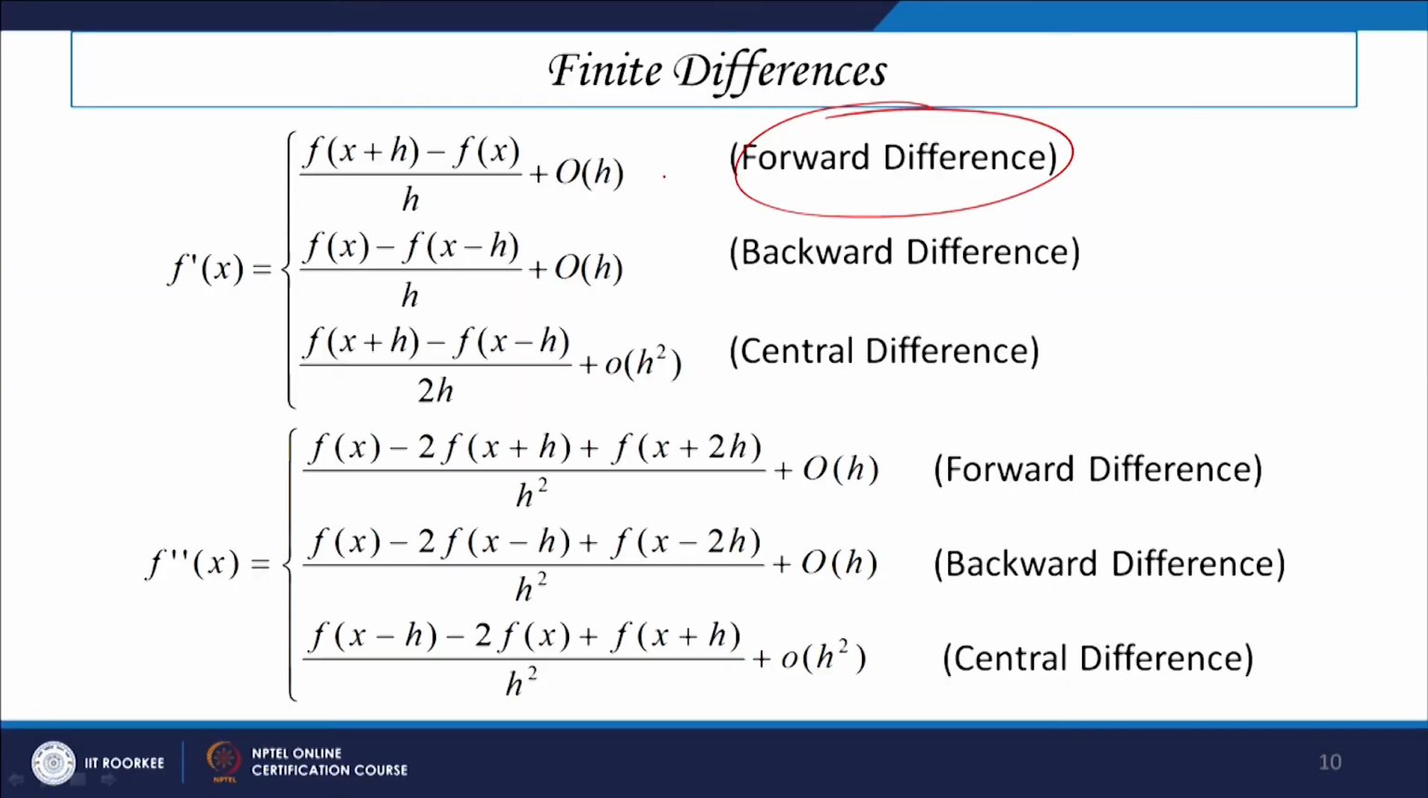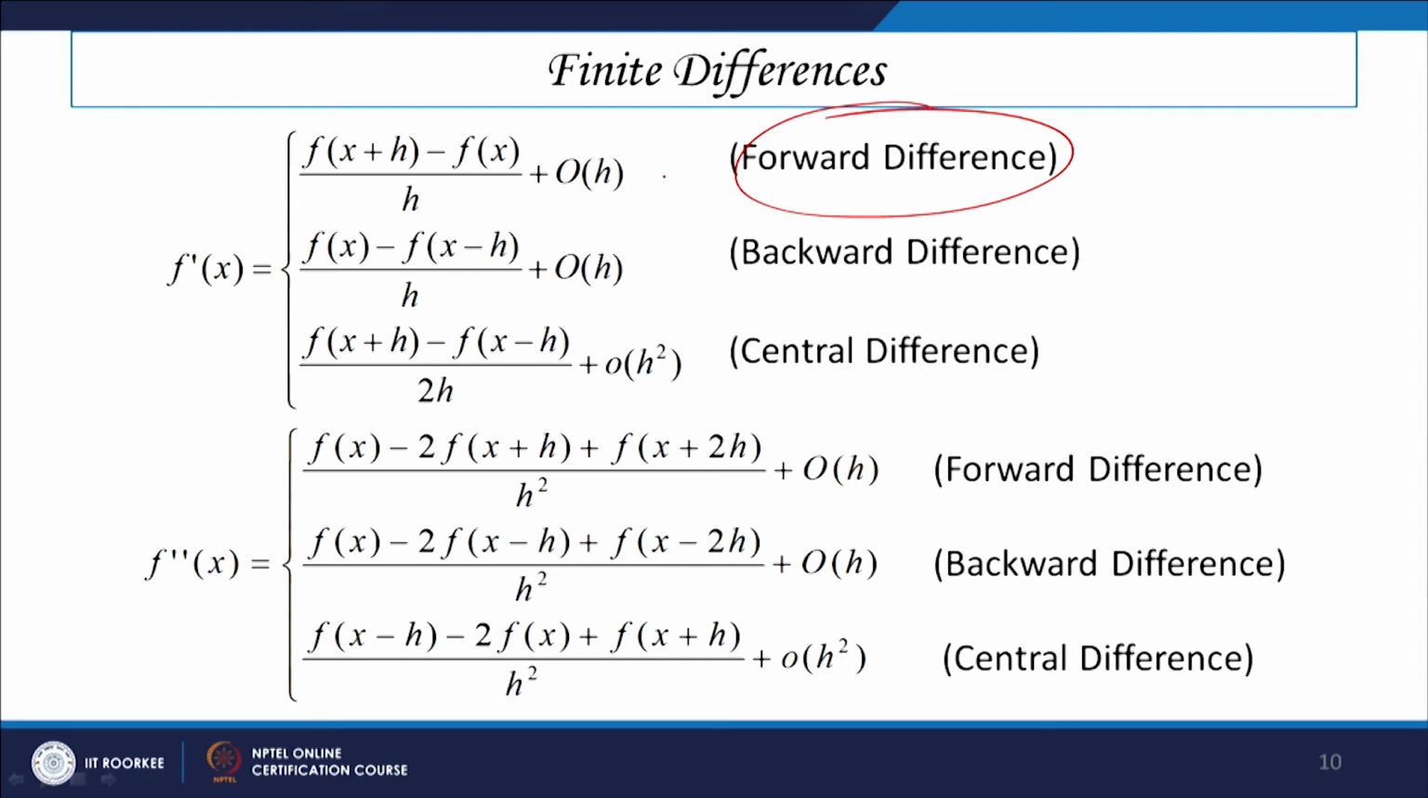The previous formula also provides the central difference representation of f dash x, which is also second order accurate. The question arises: what is the difference between first order accuracy and second order accuracy? The error in first order accuracy is larger compared to the second order accuracy error. That is why it is preferable to use the central difference scheme instead of first order accuracy schemes.